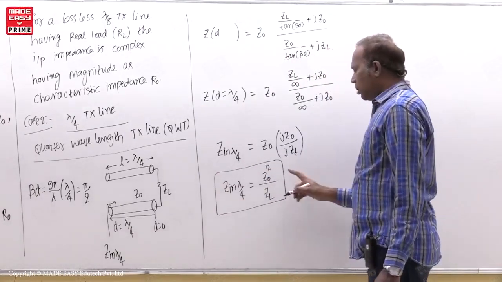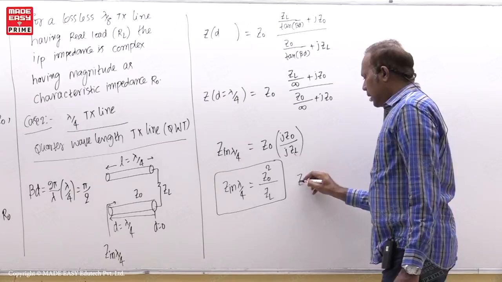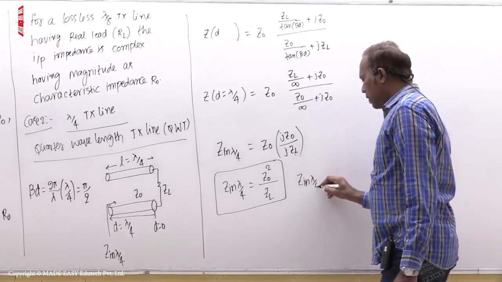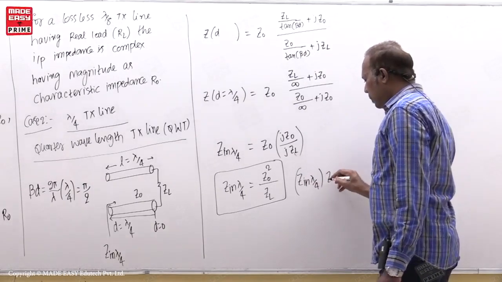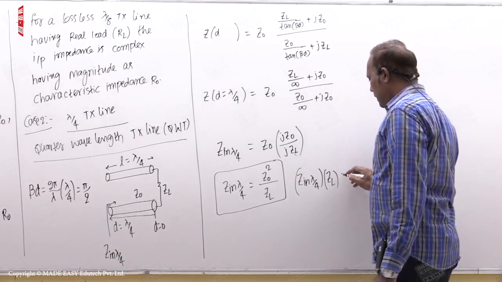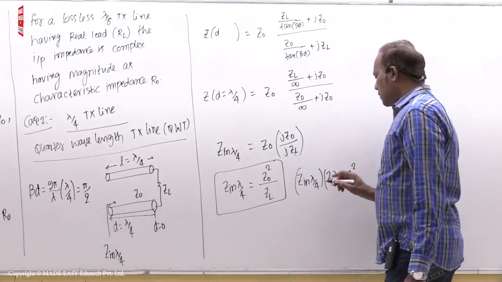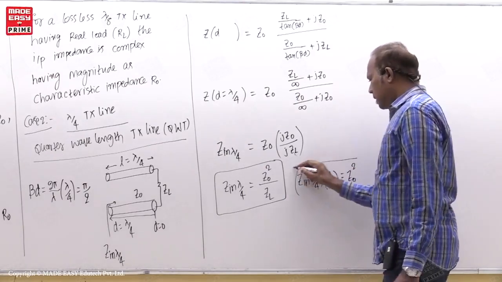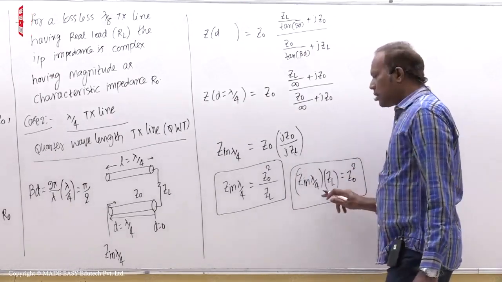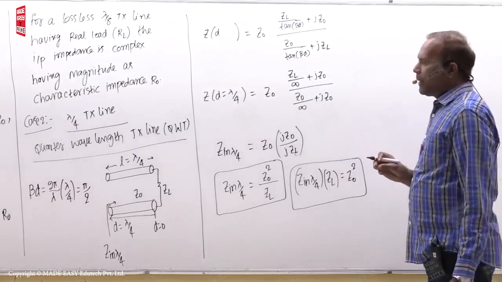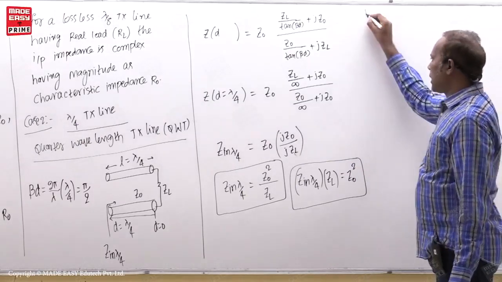One more conclusion from this: the product of the input impedance of the lambda by 4 transmission line and the load impedance of the lambda by 4 transmission line is equal to the characteristic impedance of that line whole squared. So this is also important. This equation is used in impedance matching with a quarter wave transformer.